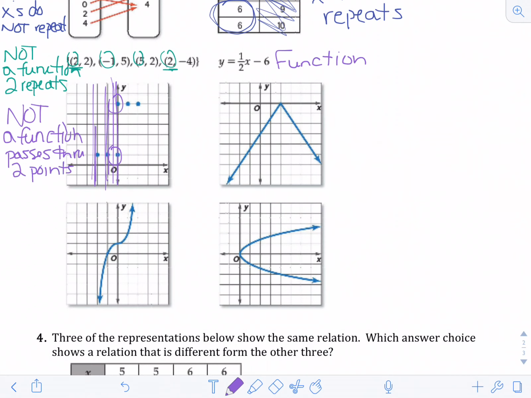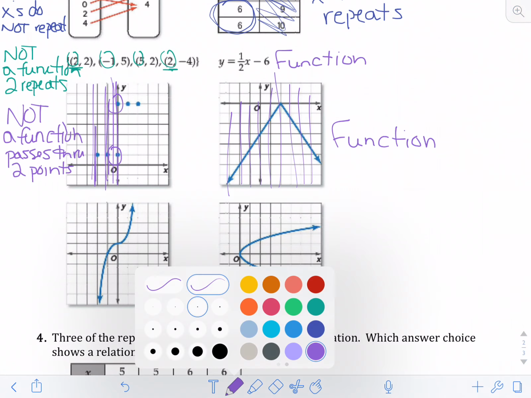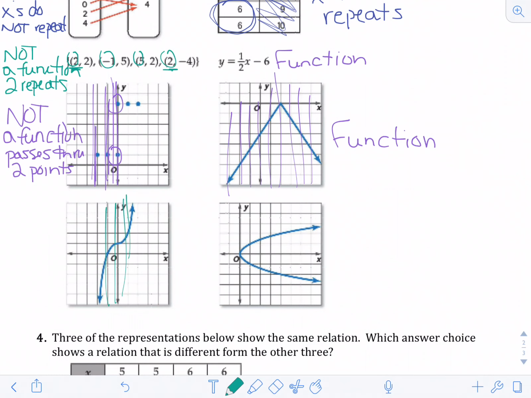Alright, next one. So I can draw a line, 1 point, 1 point, 1 point, 1 point, 1 point, 1 point, 1 point. So this one would be a function. Okay, next one. This one seems a little bit tricky because you would think that it touches more than once, but it really doesn't. This is actually going to be a function.